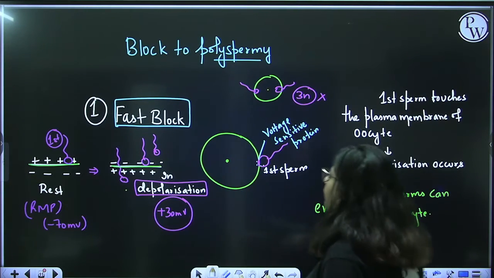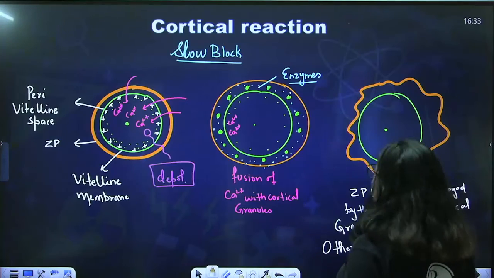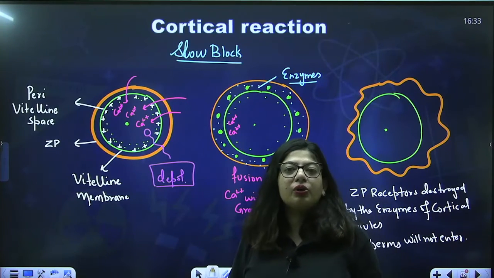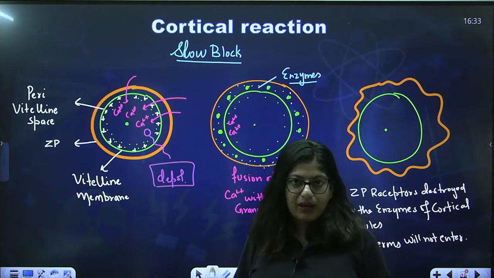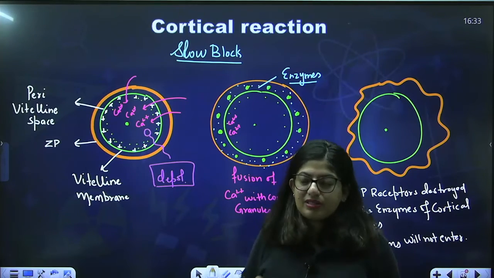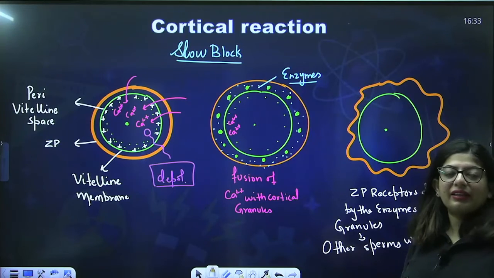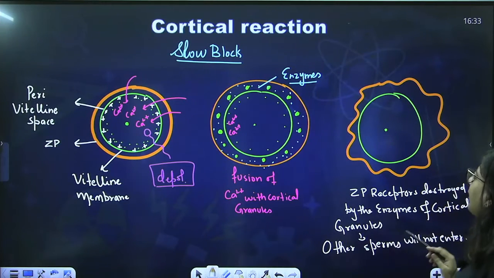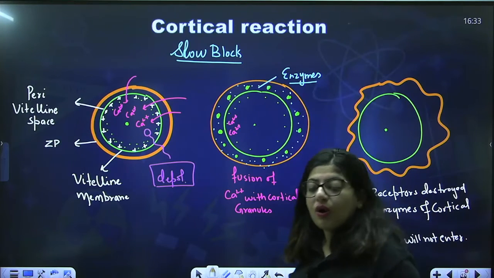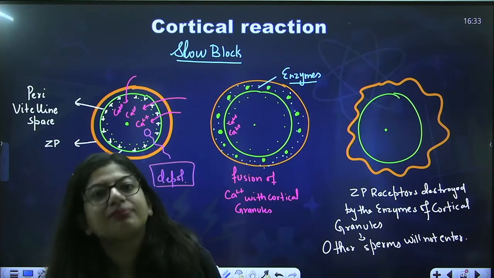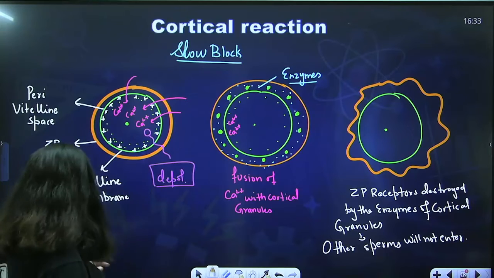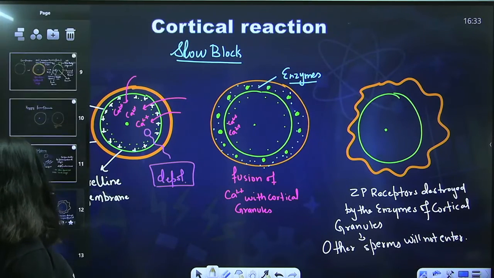Now, what about slow block? Due to the wave of depolarization, calcium ions have entered, and the cortical granules fuse. Now, this cortical granule enters the perivitelline space, and then what will it do? It will release enzymes which will destroy the ZP receptors of the zona pellucida. Hence, no other sperm can enter inside the oocyte. Fine. That's about fertilization and prevention of polyspermy.